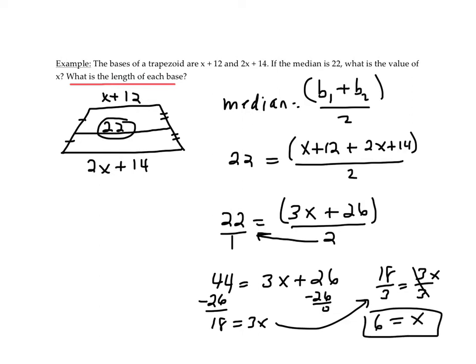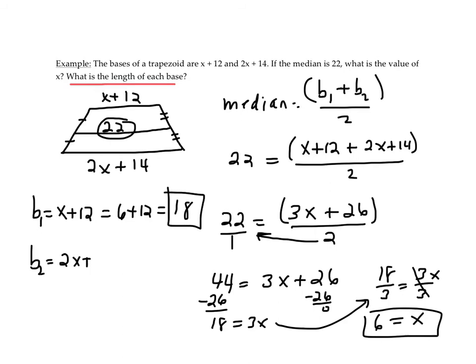Okay, finally, we have to go back and answer the follow-up question. What is the length of each base? So base 1, which was x plus 12, that would be equal to 6 plus 12, which is 18. Base 2, which is equal to 2x plus 14, would be equal to 2 times 6 plus 14. So that's 12 plus 14, or a total of 26.